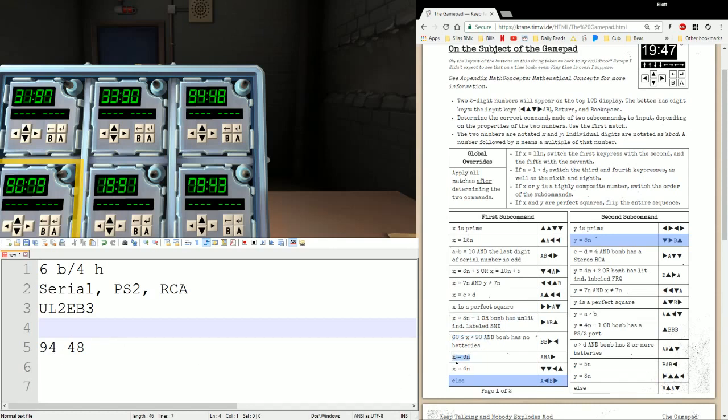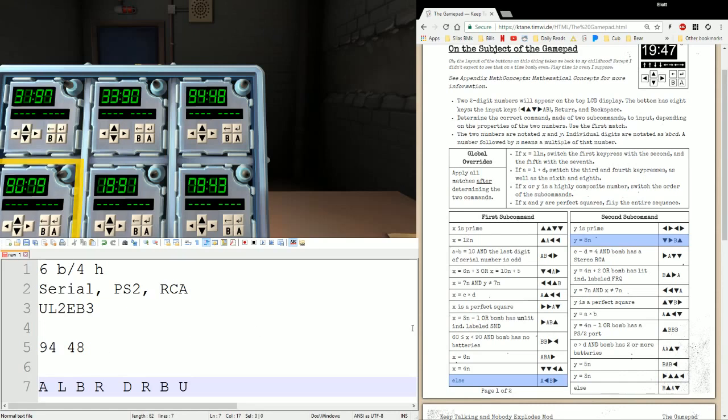X is a multiple of 6. No, the closest one is 90, then 96. X is a multiple of 4. No, closest is 92, 96. So this is an else case. A left, B right. For 48, it's not prime, but it is a multiple of 8. So down, right, B, up, using this command. So that's what we get before we do our overrides.